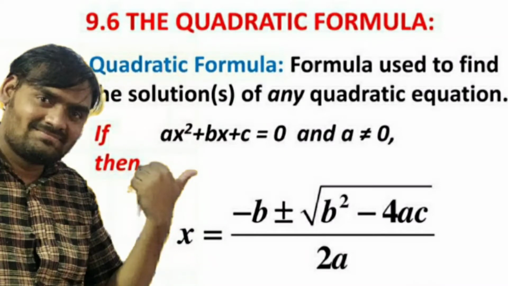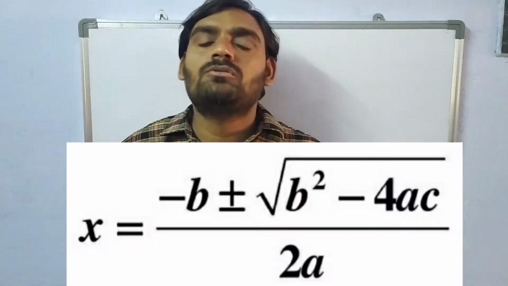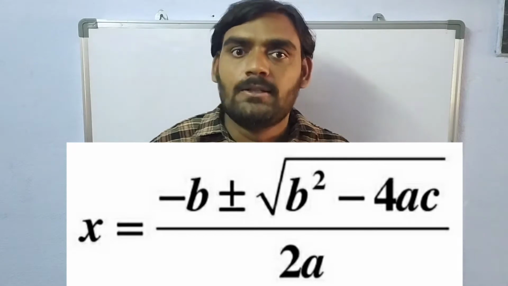Hi, this is Rajesh. Up to now, you learnt how to find roots of a quadratic equation by using factorization. Now, you are going to learn how you can find roots of a quadratic equation by using a formula. That is, x is equal to minus b plus or minus square root of b square minus 4ac by 2a.